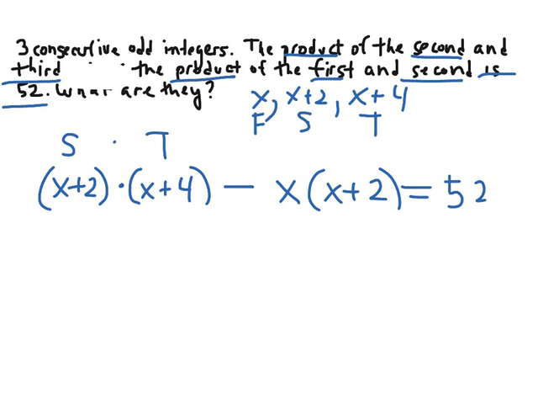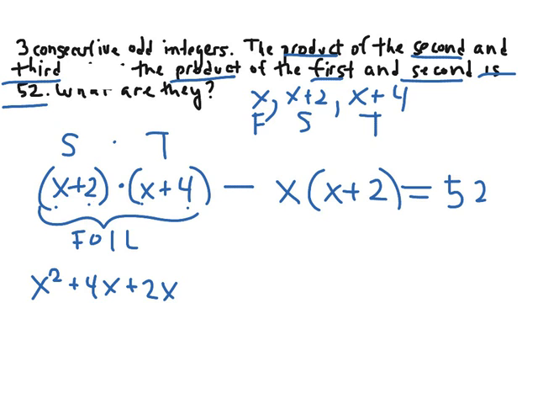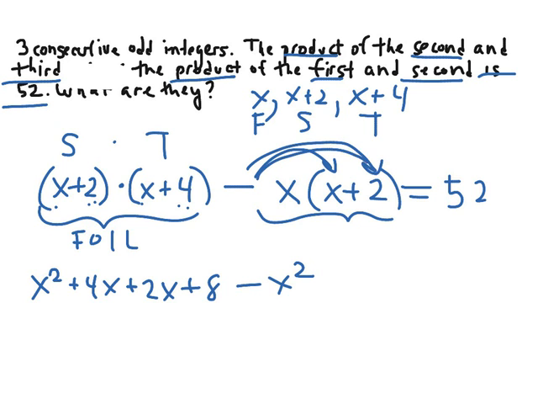Well, we just have an algebraic equation here. In the first part of the problem, we have two binomials multiplied together. Remember, that's the FOIL method. First, outer, inner, last. So x times x is x squared. The outers are x times 4, which is plus 4x. The inners are 2 times x, which is plus 2x. And the last is 2 times 4, which is 8. In the second multiplication, we have minus x times x plus 2, which is minus x squared, and minus x times 2, which is minus 2x, equals 52.